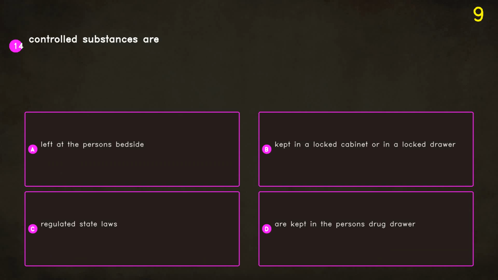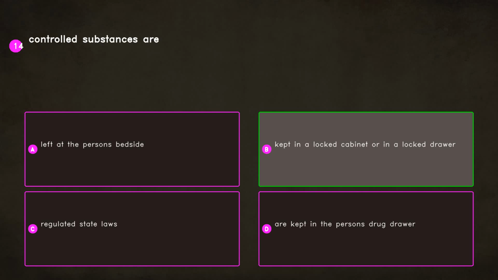Question 14. Controlled substances are A. Left at the person's bedside. B. Kept in a locked cabinet or in a locked drawer. C. Regulated by state laws. D. Kept in the person's drug drawer. The correct answer is kept in a locked cabinet or in a locked drawer.